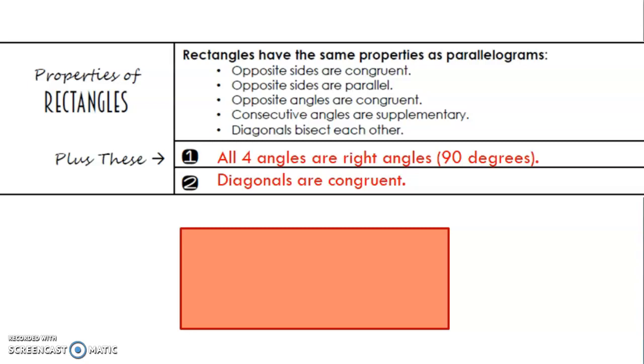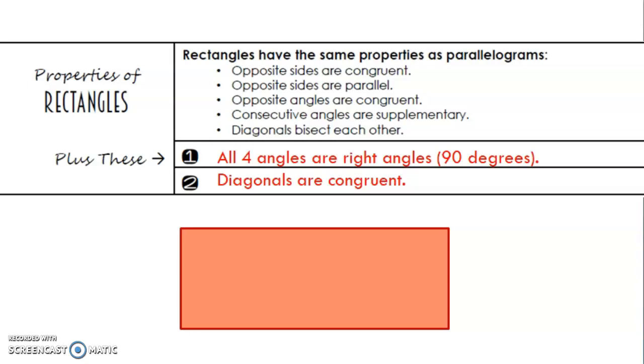Rectangles have the same properties as parallelograms. So they have opposite sides congruent, opposite sides parallel, opposite angles are congruent. Consecutive angles are supplementary. So the ones that share a side and are in between the parallels, those ones are supplementary. Diagonals bisect each other. And then they have two extra properties.